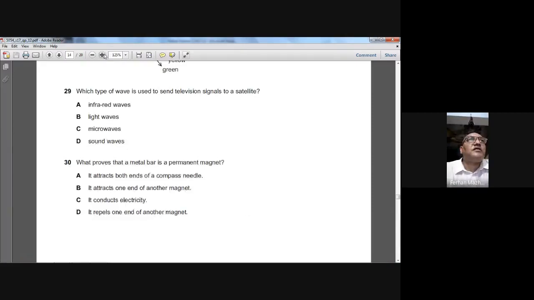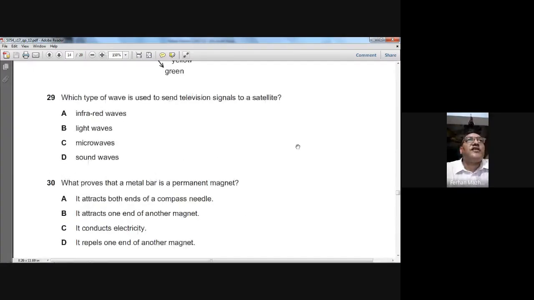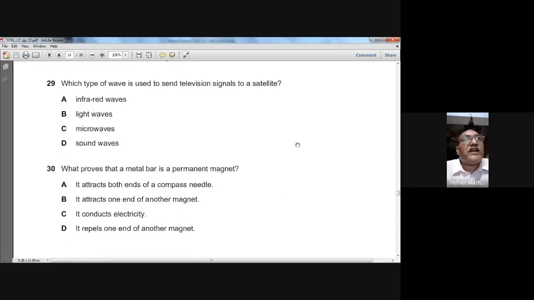Okay, question number 29 is on your screen. Which type of wave is used to send television signals to a satellite? We use microwaves for satellite televisions. It's a famous thing. Microwaves. C is the choice.